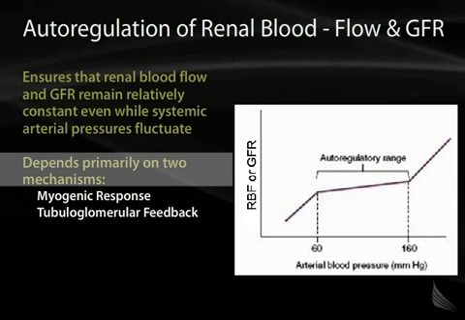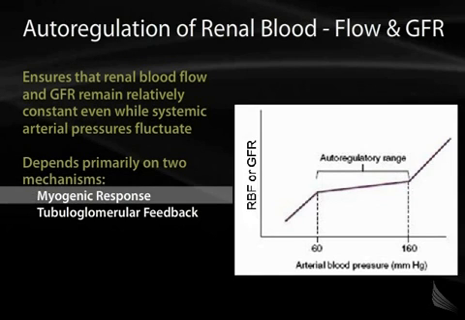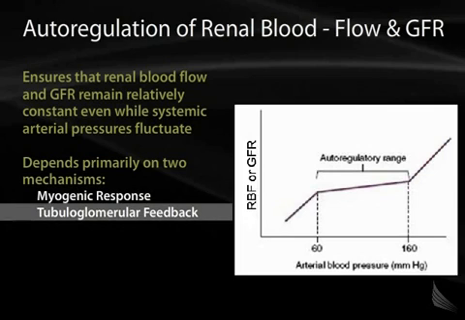Autoregulation is dependent primarily on two mechanisms: the myogenic response and tubular glomerular feedback. While it's not necessarily important to know the details of the myogenic response and tubular glomerular feedback, it is important to remember that autoregulation exists and the purpose of autoregulation, to maintain renal blood flow and GFR at a constant rate.